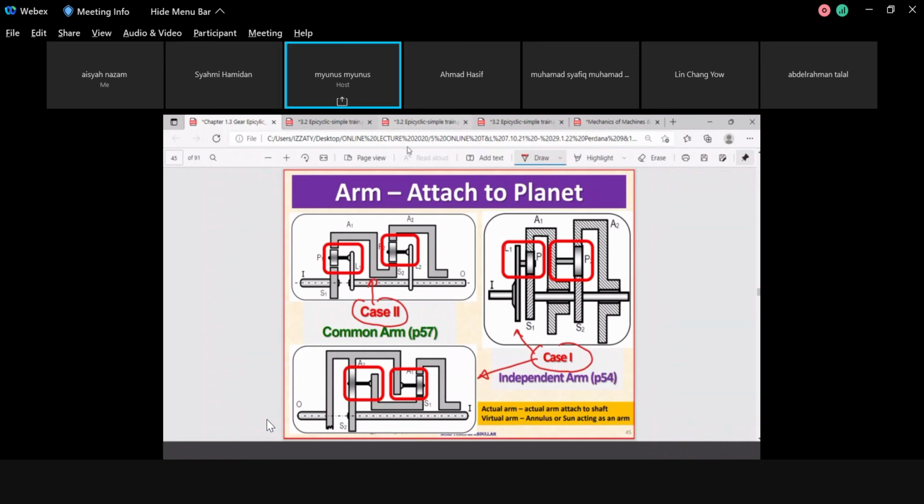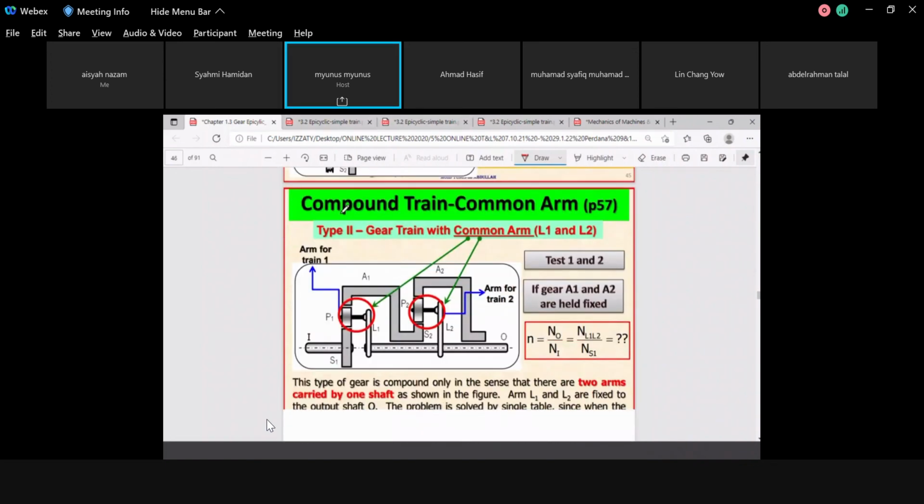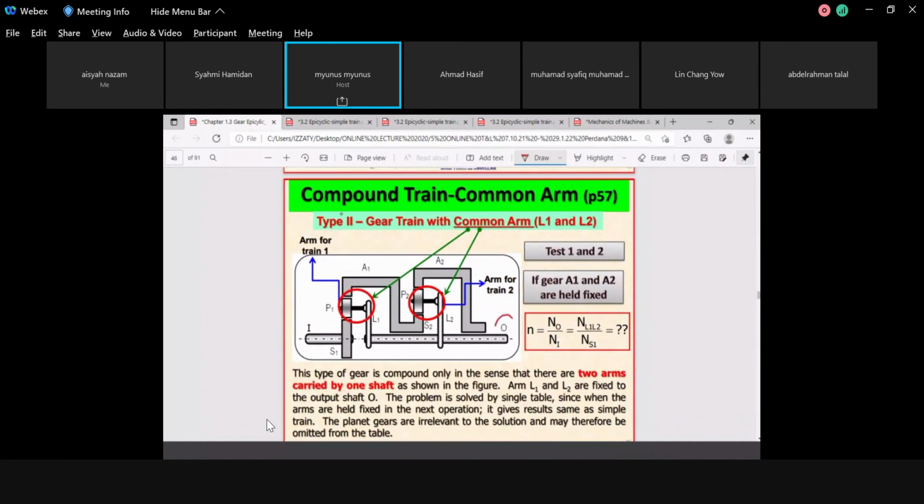Okay, what is common arm? What is common arm? Common arm is when you find that one shaft carries two arms. Look at here. O carries L2, isn't it? At the same time, O also carries L1. Yes or no? Yes, sir. So this one is common arm. Can I ask, so for independent arm, you have virtual and actual arm? Yes. No, it doesn't matter. Sometimes independent arm, sometimes you have actual, virtual, or actual, virtual. Depends on. Okay. So this one is common arm. Common arm is easy to detect. Only one shaft carries both arms.